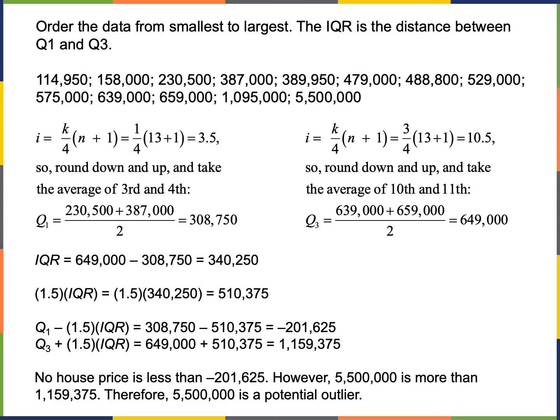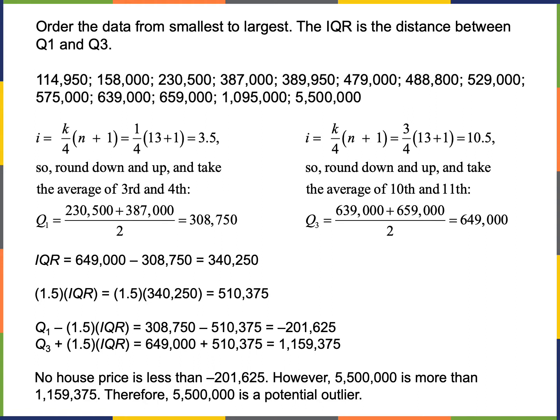Now, since IQR is the difference, right? It's Q3 minus Q1. IQR is interquartile range, and we're going to go over that again, but all you need to know is it's the difference between Q3 and Q1, and that's 343,250. So, you know, there's all our work.